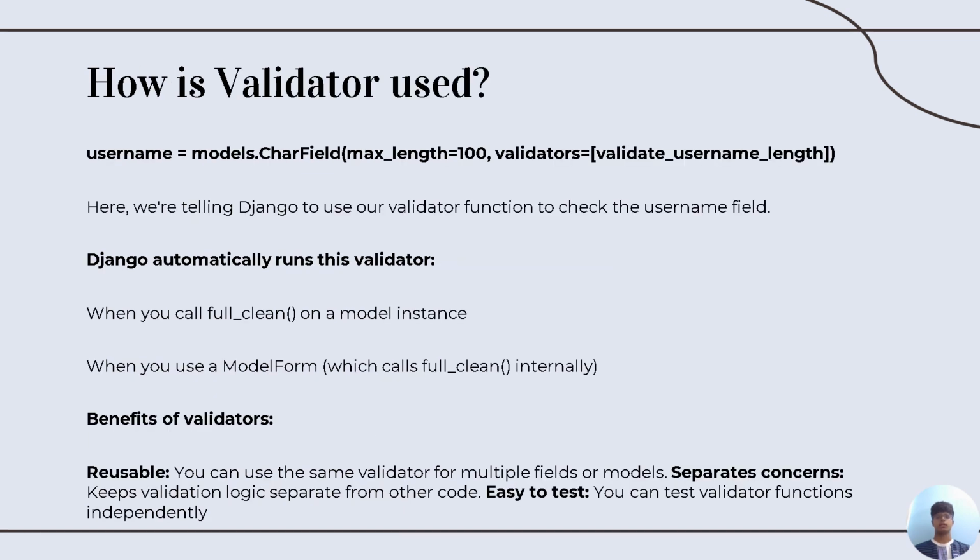How is a validator used? username = models.CharField(max_length=100, validators=[validate_username_length]). So here we tell Django to use the validator function to check the username field. Django automatically runs the validator when you call full_clean on a model instance, and when you use a model form, which calls full_clean internally. Benefits of validators: it's reusable, it separates concerns, and it's easy to test.